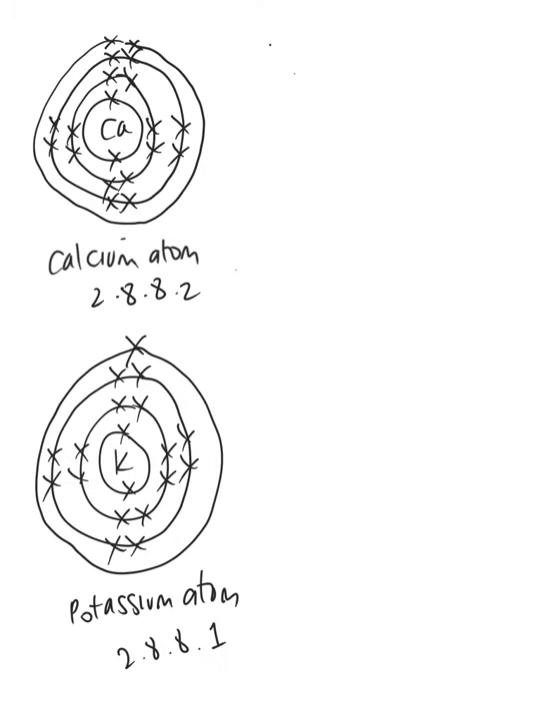So on the previous slide, we were looking at atoms that were gaining electrons. We're now going to look at some atoms which are going to lose electrons instead. So if you look at calcium, calcium has got 2.8.8.2. So it's only got 2 electrons on its outer shell.